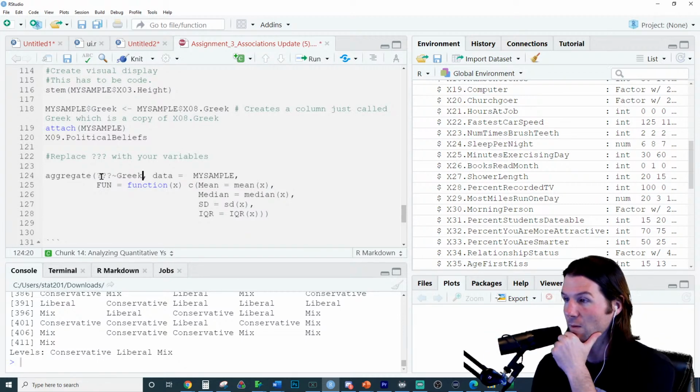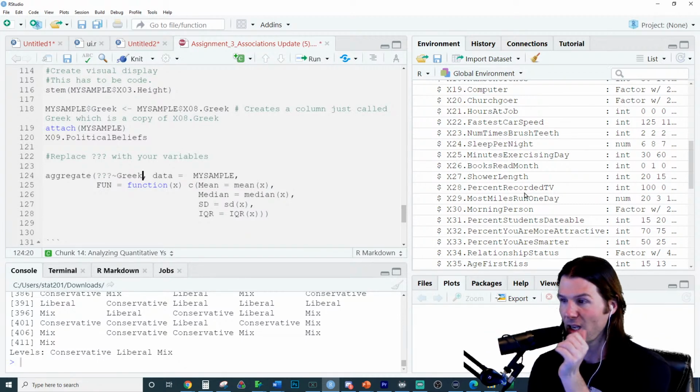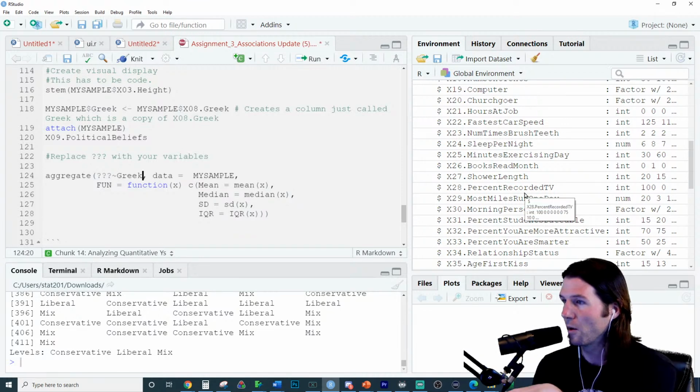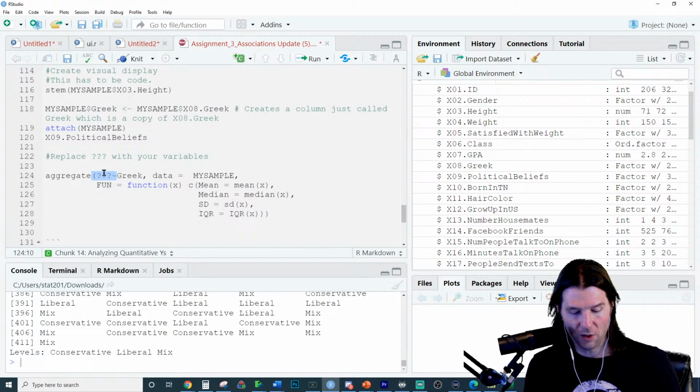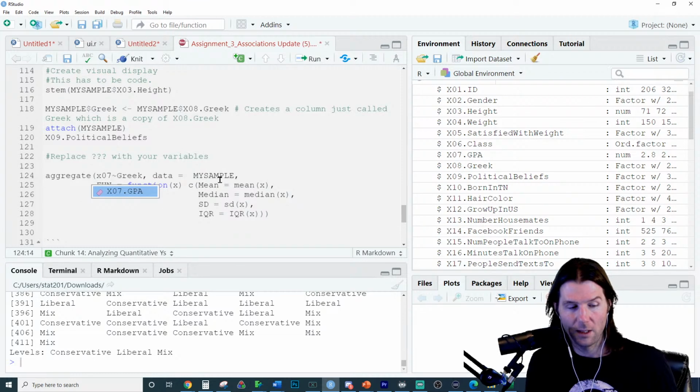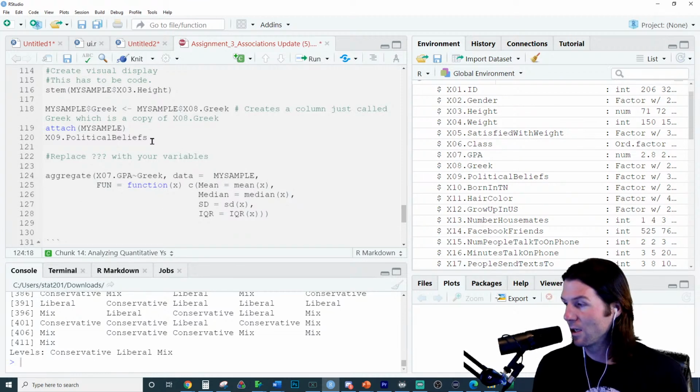What quantitative Y variable would you like to analyze? Just say X, I don't know. X07, let's take a look. GPA, ooh, interesting one right here. Okay, so we're going to put right here X07. It's going to autocomplete because we have it attached. That works totally.